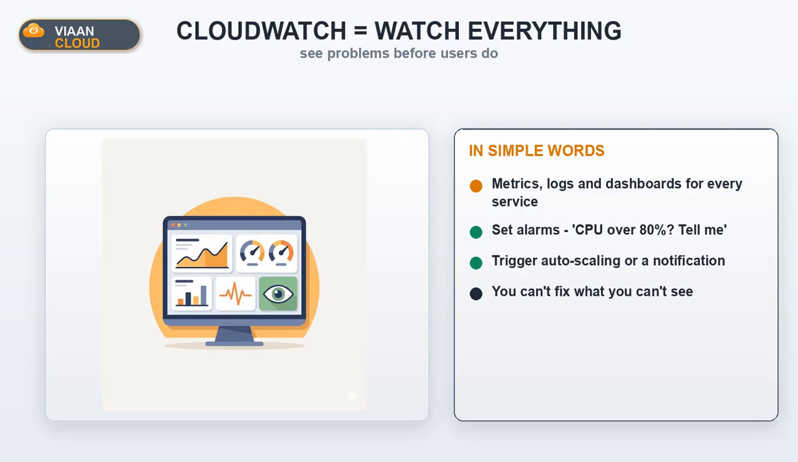And to keep an eye on everything, there's CloudWatch. It collects metrics, logs, and dashboards for every service. You set alarms, say, if CPU goes over 80%, tell me, and that alarm can trigger autoscaling or send a notification. Remember, you can't fix what you can't see.